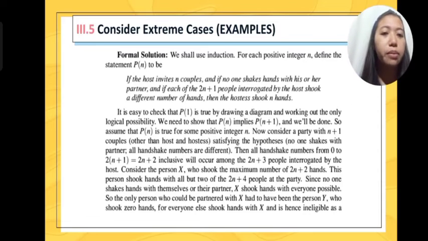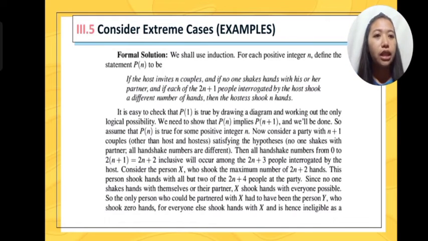Okay, let's have our formal solution. We shall use induction. For each positive integer n, define the statement Pn to be: if the host invites n couples and if no one shakes hands with his or her partner and if each of the 2n plus 1 people interrogated by the host shook a different number of hands, then the hostess shook n hands. It is easy to check that P1 is true by drawing a diagram and working out the only logical possibility.